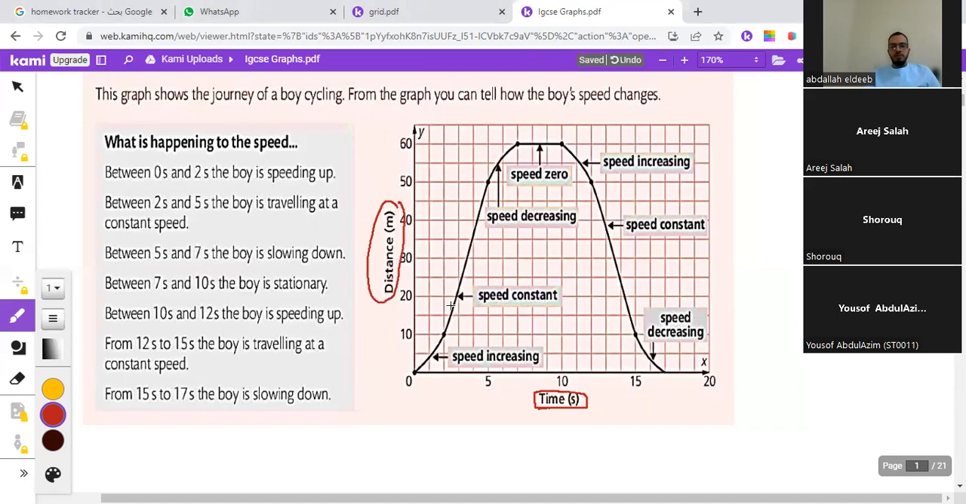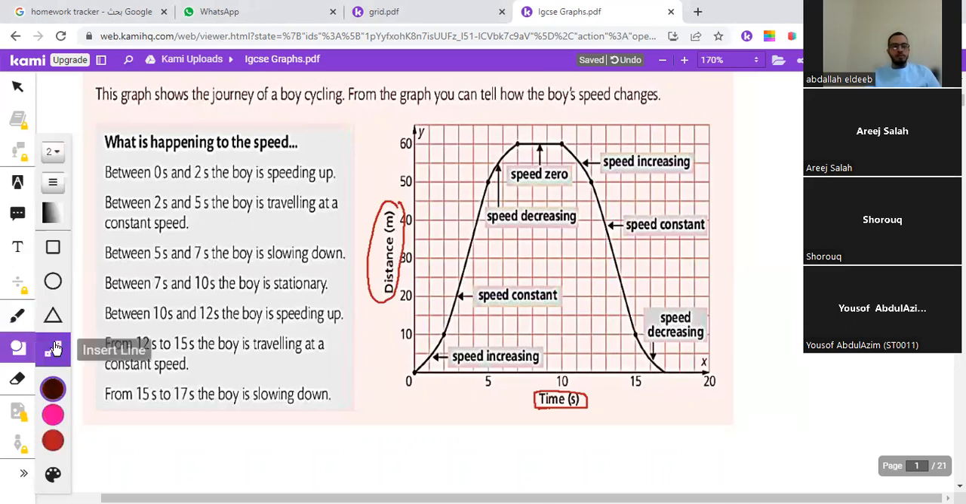And here, if you check in this part, the bicycle is at rest. It means he is stopping, not moving, and the speed is 0.